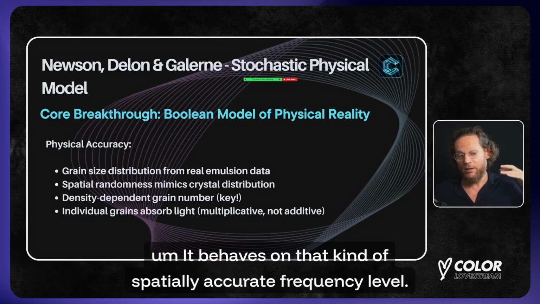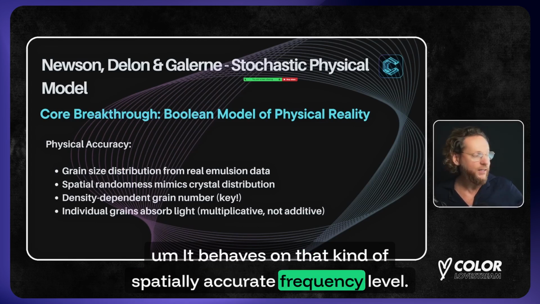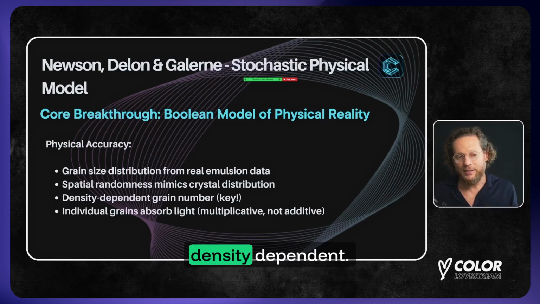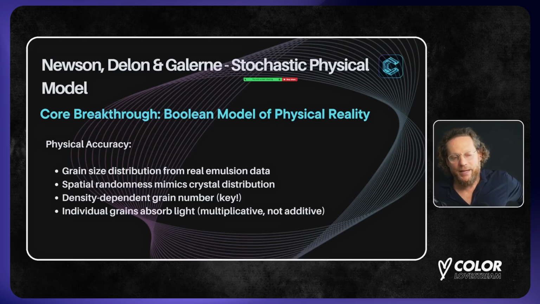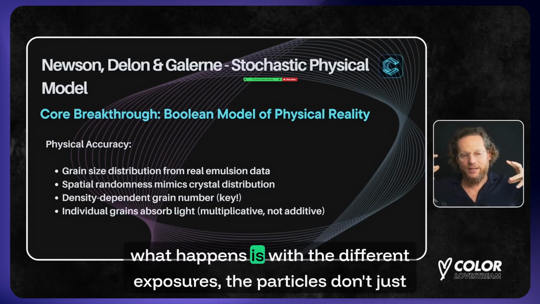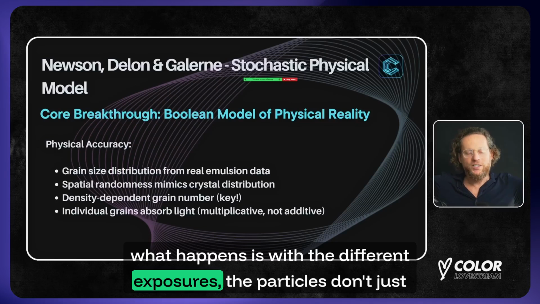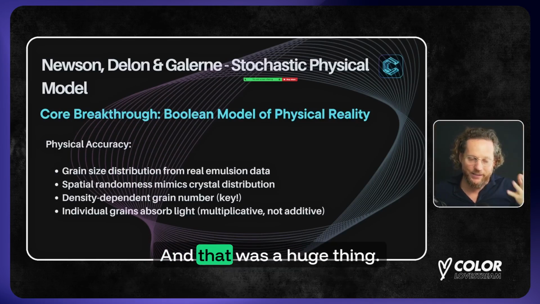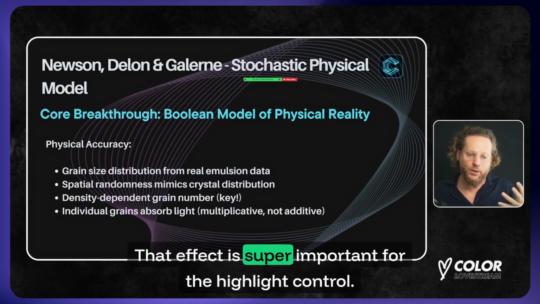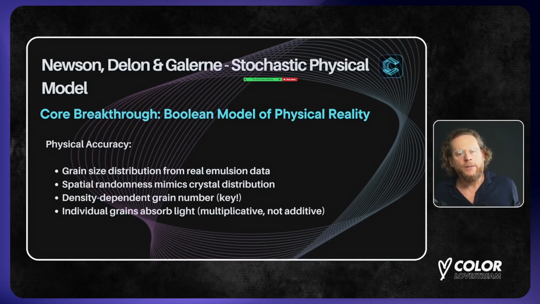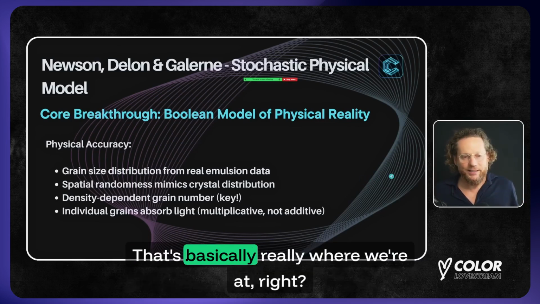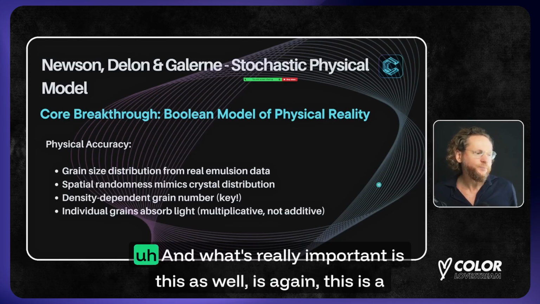It behaves on that kind of spatially accurate frequency level. And what's also super important is that it is totally density dependent. So what happens is, with the different exposures, the particles don't just get smaller, they are also getting more dense. And that was a huge thing. That effect is super important for the highlight control. And then when you combine that with the JPlog2, you get incredibly good results. That's really where we're at, right?